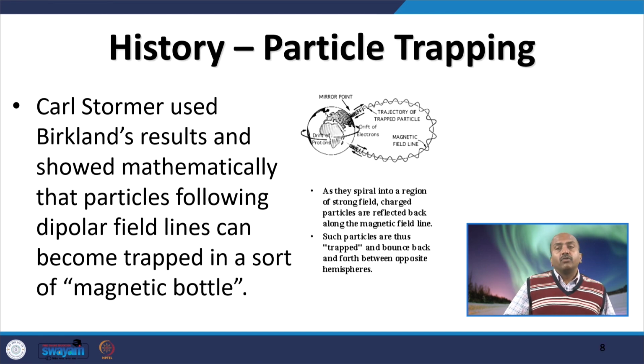And if the particles are being directed towards the poles, then we should also be able to understand how the particles are being precipitated and how particles are trapped between these two magnetic poles. So, Carl Stormer used Birkeland's results and showed mathematically that particles following a dipole magnetic field line can sometimes become trapped in a sort of magnetic bottle.